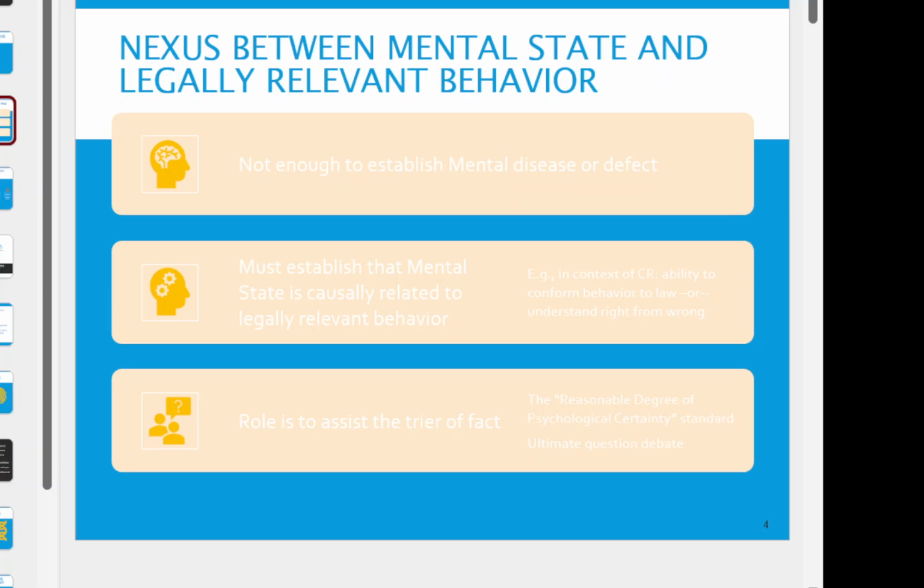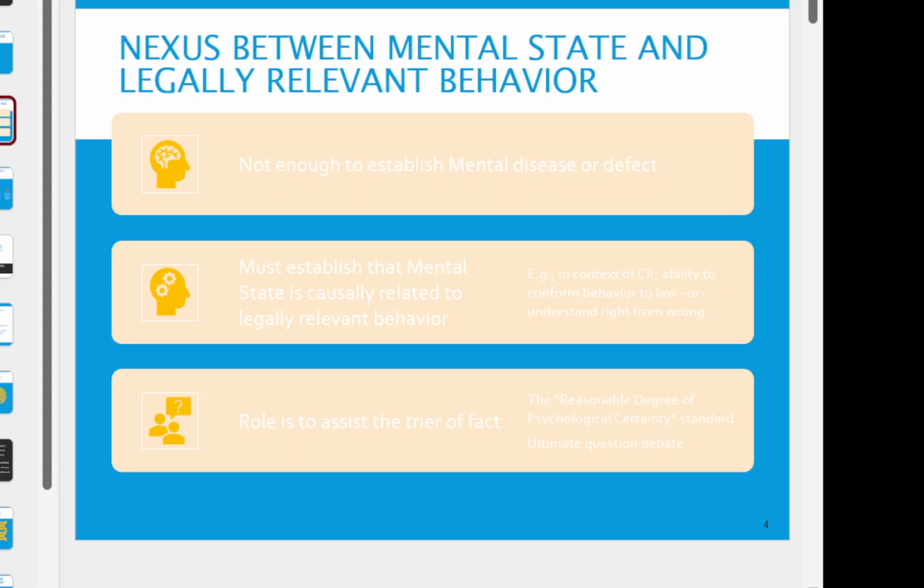Next, we need to talk about the nexus between the mental state and the legally relevant behavior. And this is the connection or the link between the person's psychological condition, so their mental state, and their actions that are subjected to legal scrutiny, or you may also hear it called legally relevant behavior or forensically relevant behavior. We'll use those terms interchangeably throughout the semester. This concept is crucial in forensic psychology because it directly impacts legal decisions regarding criminal responsibility, competency, and other legal determinations. So some key aspects of the nexus between mental state and legally relevant behavior.